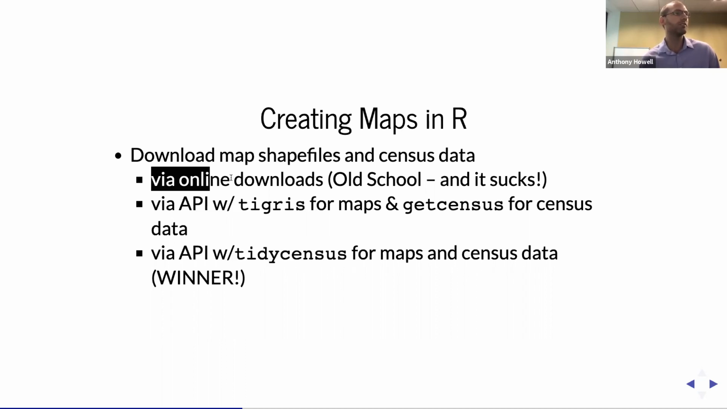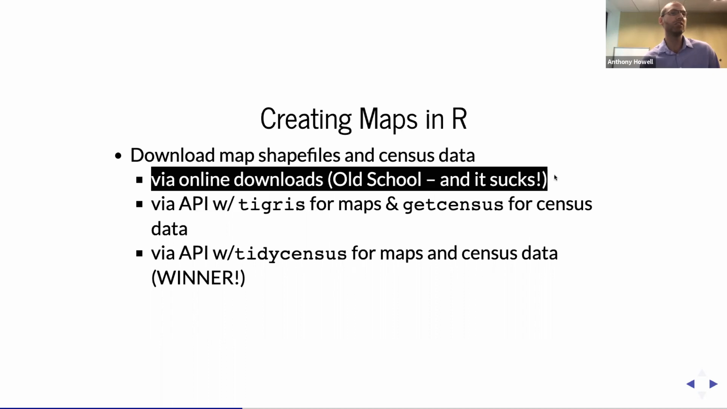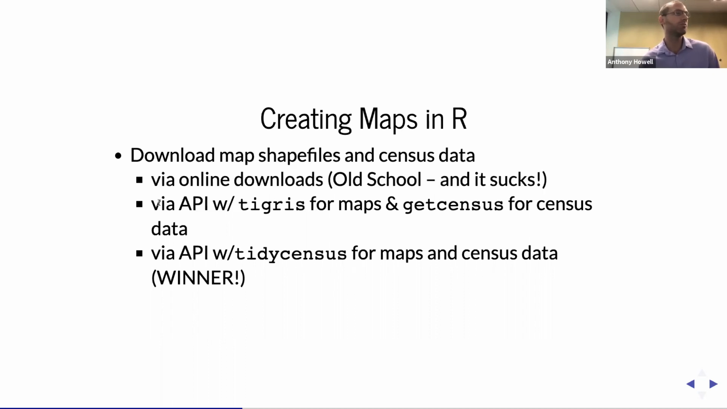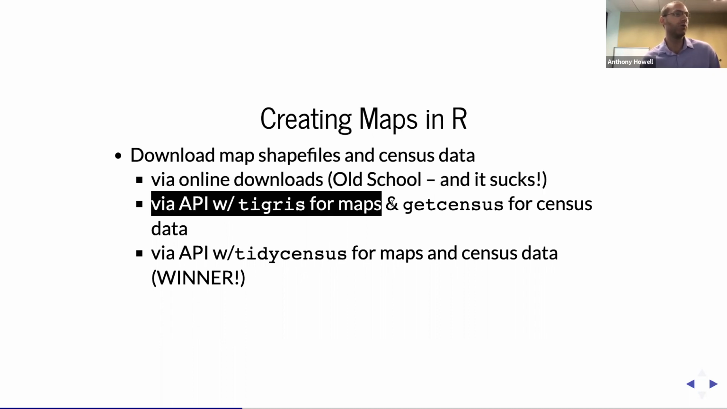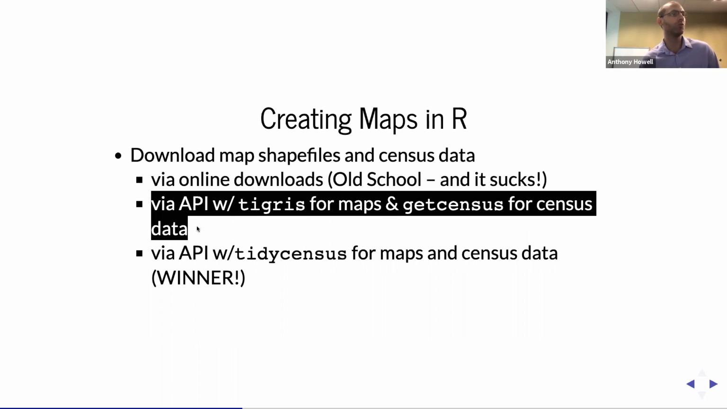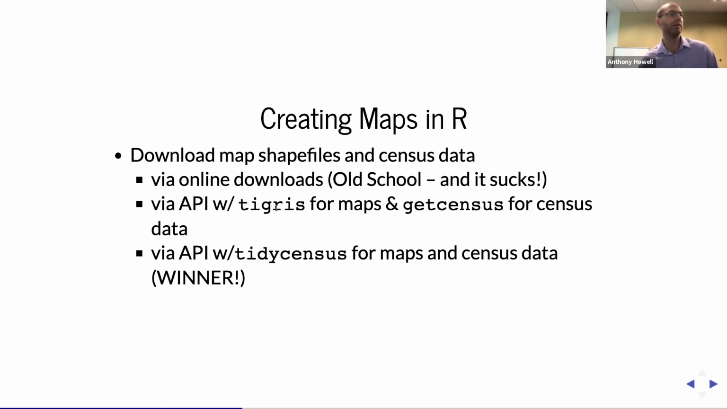But for now, let's give a brief overview of what life used to look like, how crappy it used to be. Then we'll look at our first hands-on tutorial using the API, with the tigris package for spatial data, downloading the maps, and then getcensus to get the demographic census data. Okay, so let's move on.